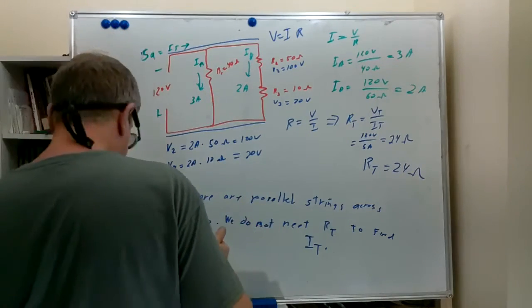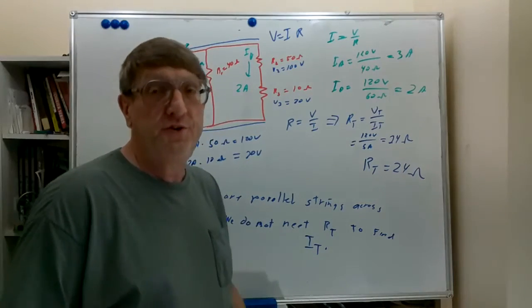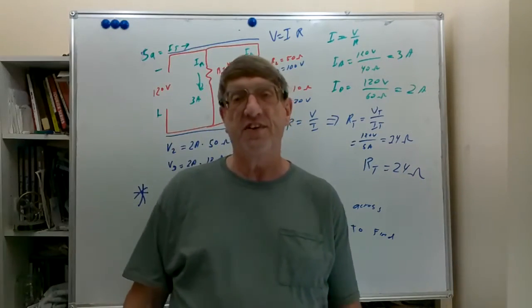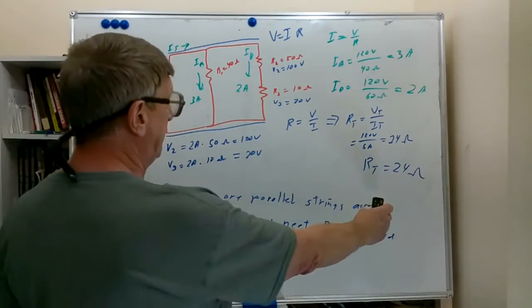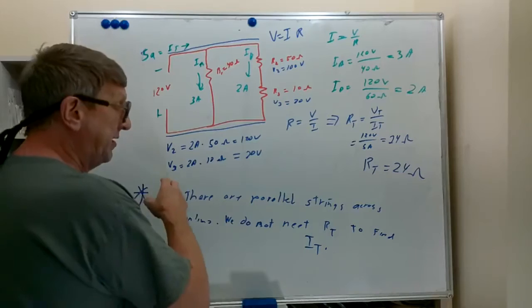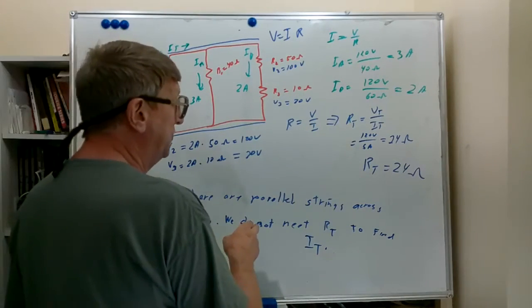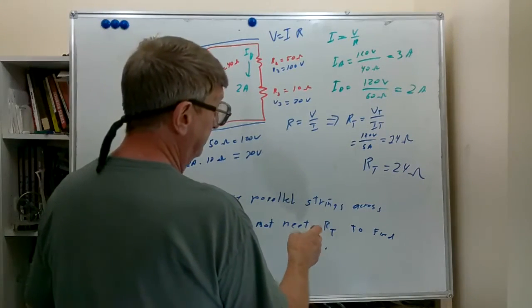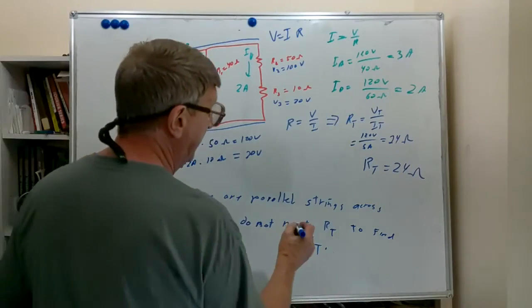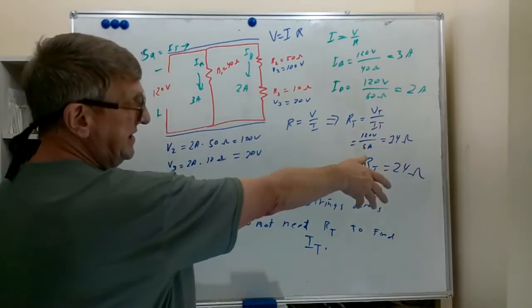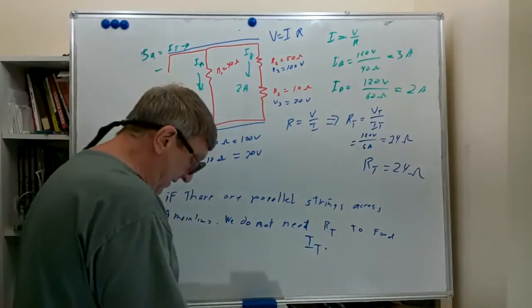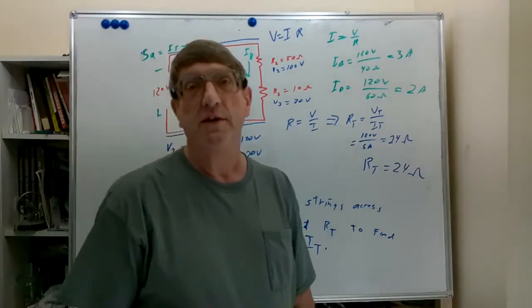So I think that's all we're going to do today. We got a lot of circuits to analyze. It's going to take some time, but we've pretty well demonstrated that first point. If there are parallel strings across the main line, we do not need RT to find IT. And we never found RT until the end. We did it kind of as an academic exercise.